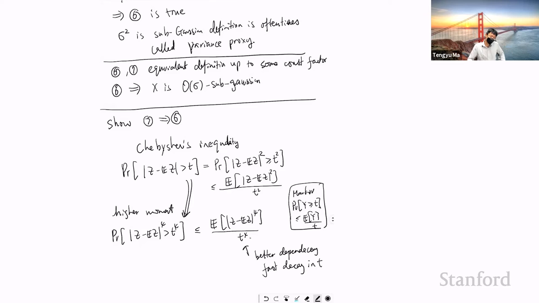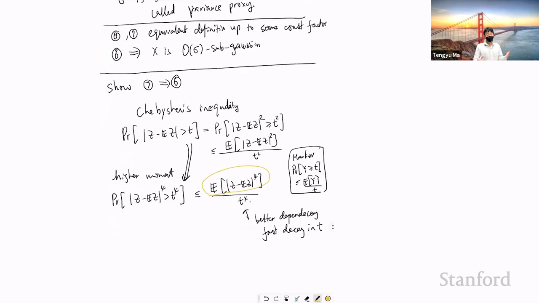But of course, the trade-off is that this quantity on top might be bigger in some sense than the variance. This is the fourth power of the deviation. So you get an implicit trade-off: a better dependency on t, but a worse dependency in the numerator. You can try to do this with higher powers, like you raise to the power 6, raise to the power 8, and so on and so forth.